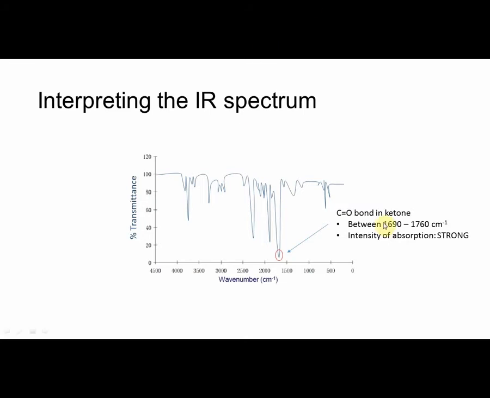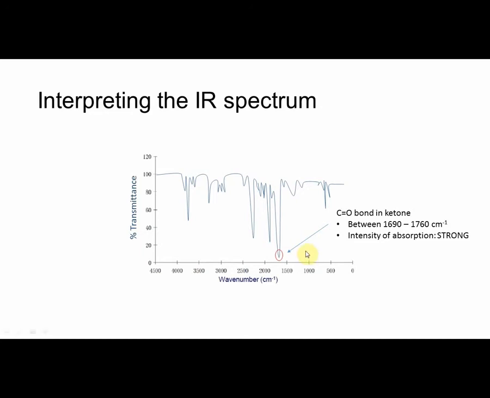For example, if I were to give you this IR spectrum, you should observe a trough between 1690 to 1760 cm-1 wave number, and you should notice here that the percentage transmittance is very low. So what does this tell you? Firstly, a trough between 1690 to 1760 cm-1 wave number indicates that the sample absorbed radiation in this wavelength region. Secondly, the low percentage transmittance indicates that the intensity of radiation absorbed is strong.